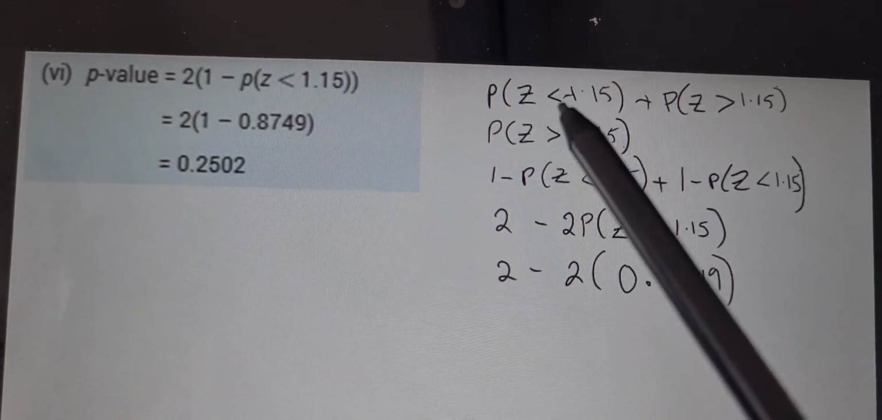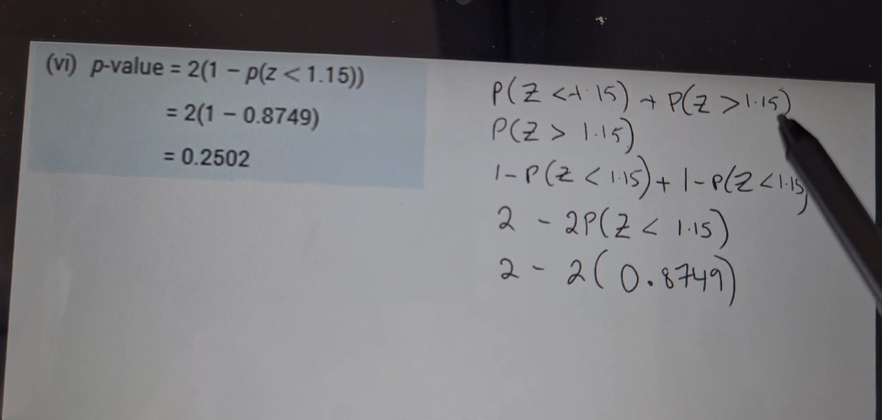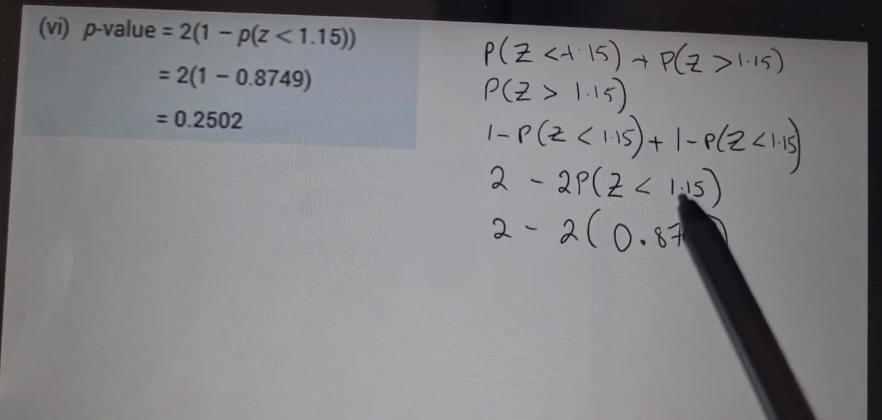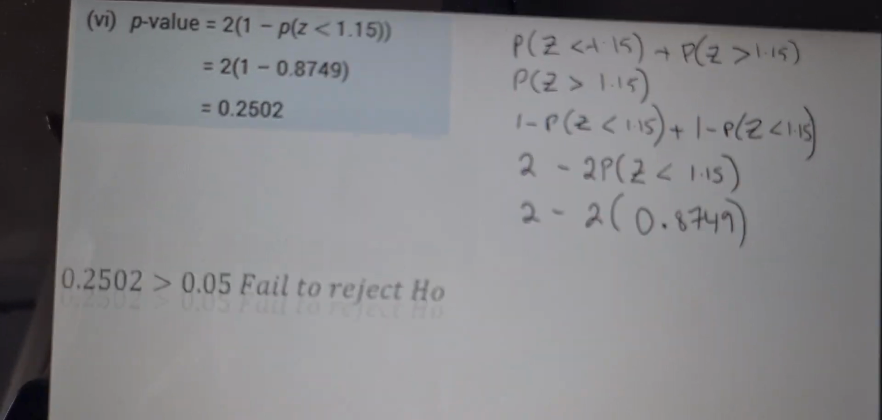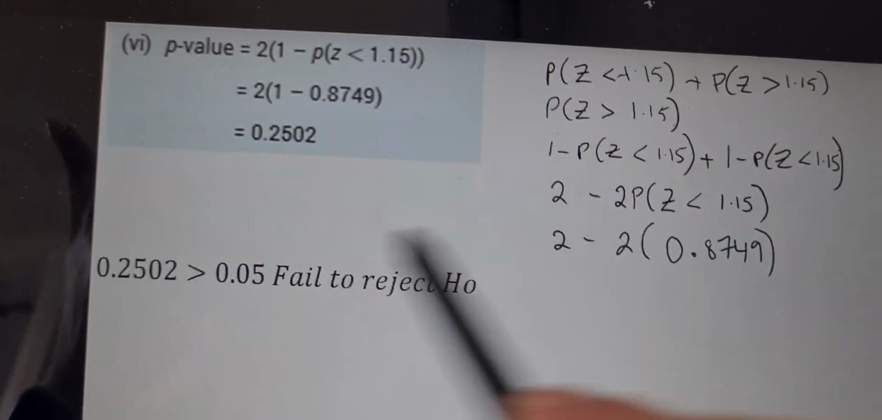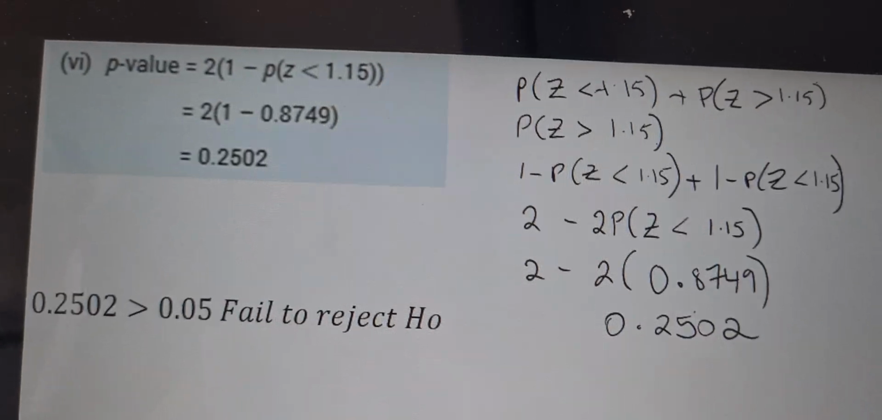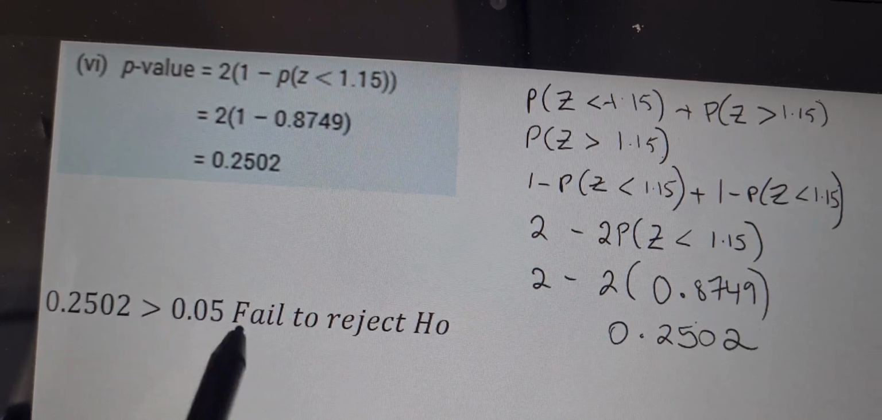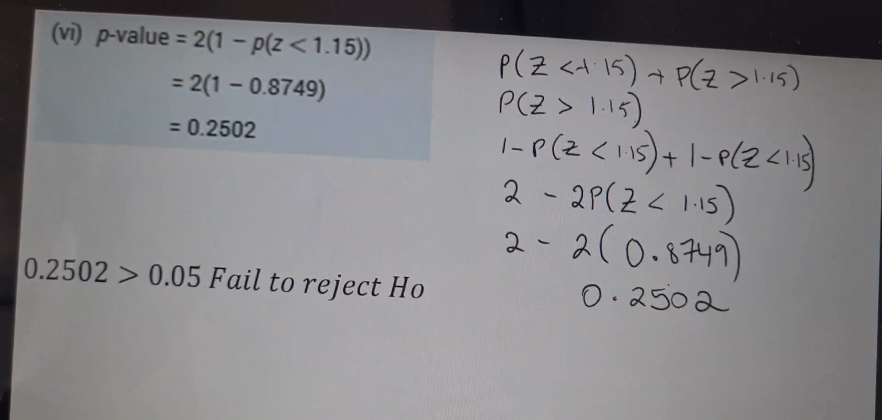So it's the probability that Z is less than minus 1.15 plus the probability Z is greater than 1.15. Again, when you tidy all of that up, go to your Z tables, find the probability of Z being less than 1.15 and you'll get 0.8749. And again, that will give you back an answer of 0.2502. So given that your p-value is greater than your significance level, you would therefore fail to reject H0 for that one.